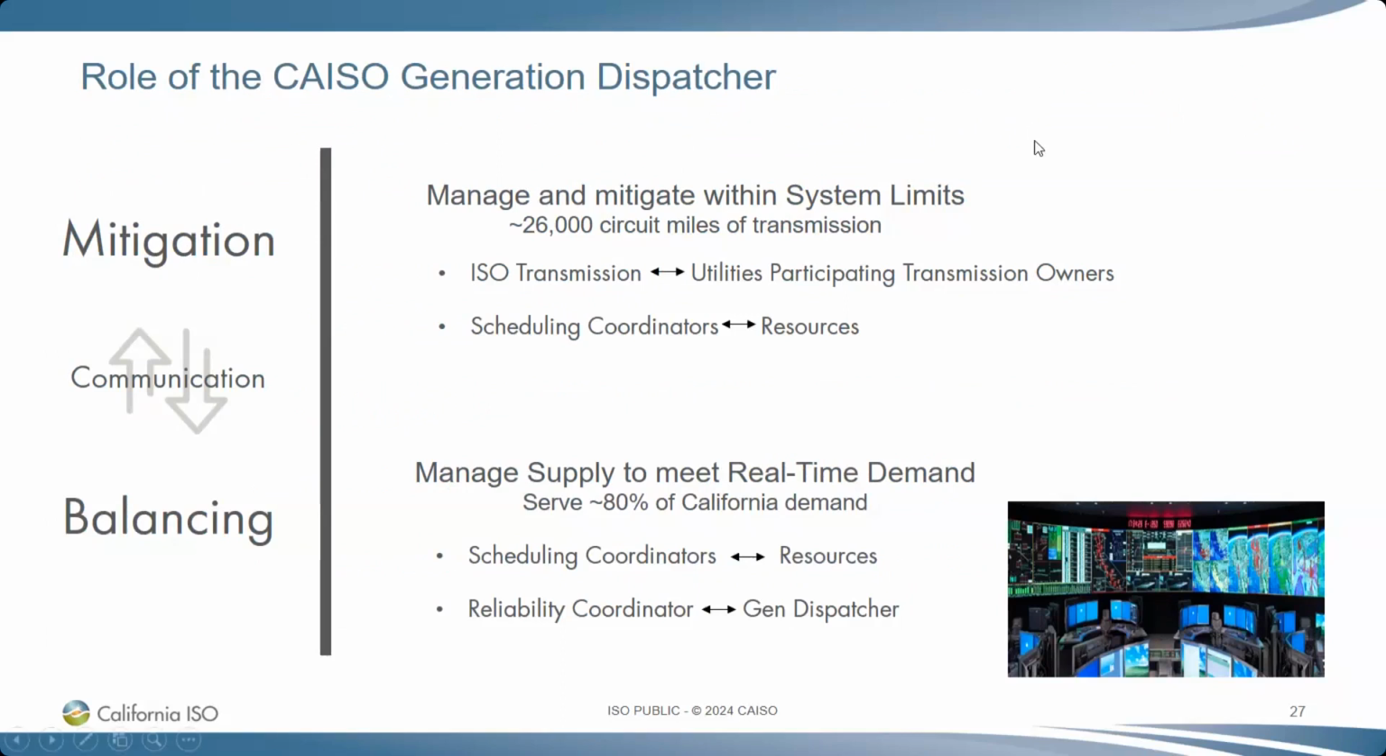So thanks for that. Now you can see where I'm going with the mitigation and balancing. The scheduling coordinators and resource operators need to be talking with one another. And then the reliability coordinator is working with the generation dispatcher. I know that the gen operators get a lot of people, whether from the testing standpoint or different people trying to troubleshoot the issue. So they're maybe getting phone calls from the resource operators, the consultants that are helping test, you name it.